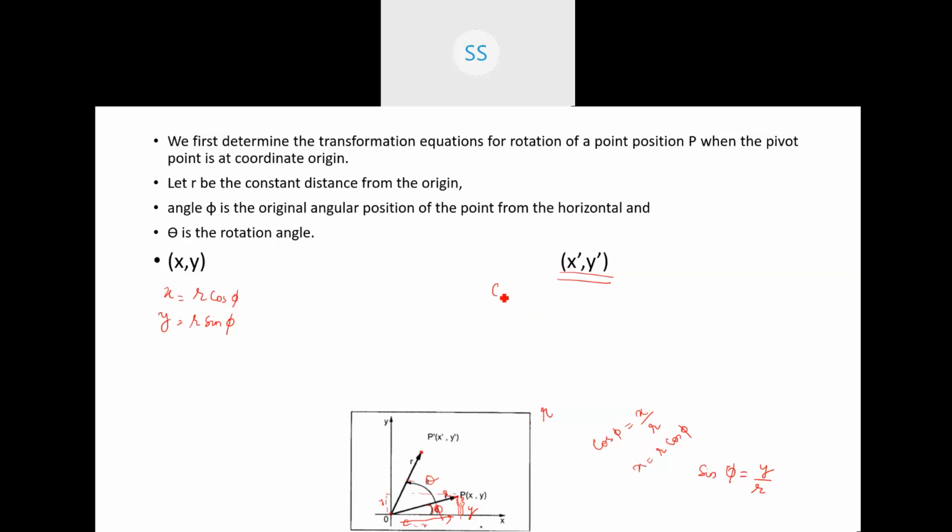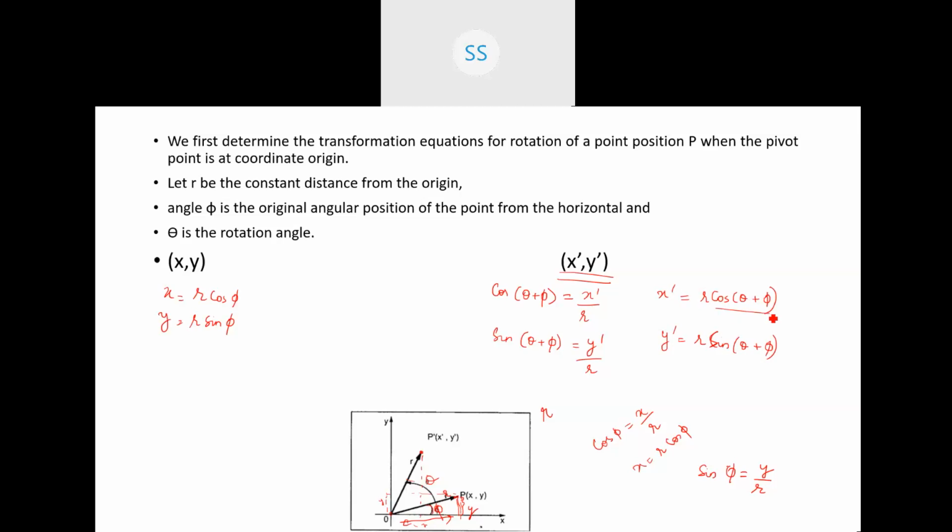So I can say that cos of theta plus phi is equal to what? It is going to be my new value, x dash by r. In the same way, sine of theta plus phi is equal to y dash by r. So I can write that my x dash is equal to r cos of theta plus phi, and y dash is equal to r sine of theta plus phi. I can write it like this.